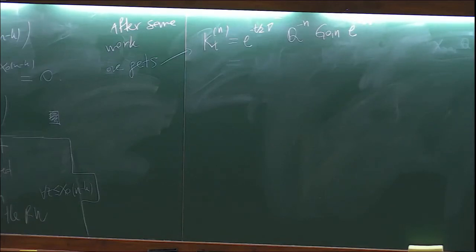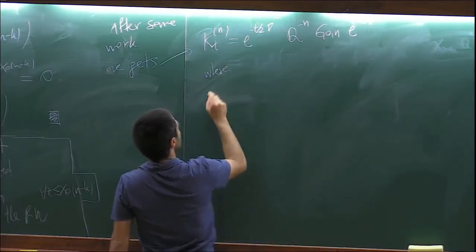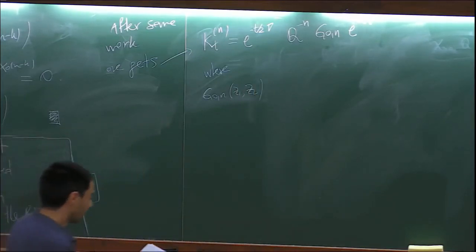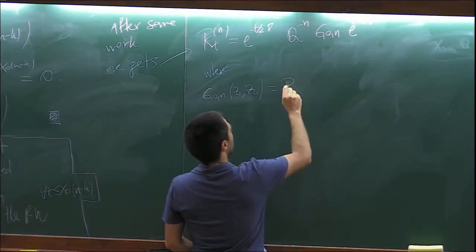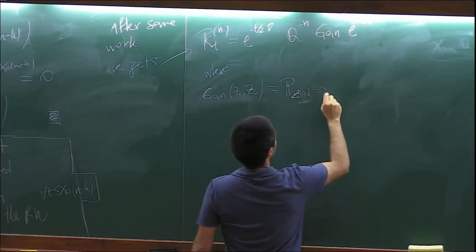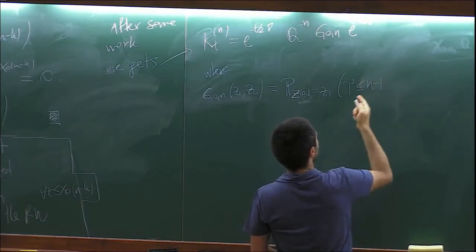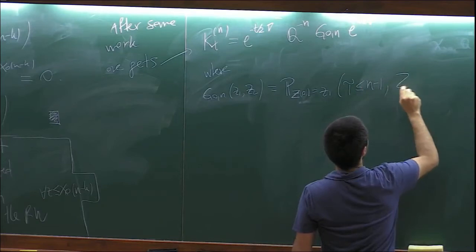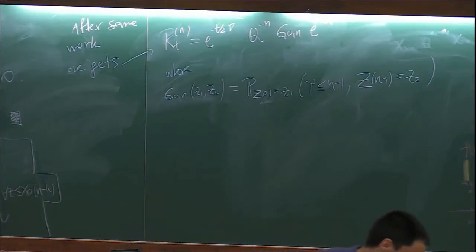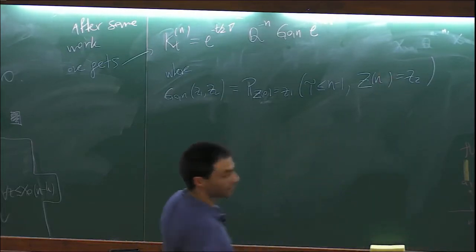I just rewrote it in a certain way, and I have to tell you who this is. G0 of Z1, Z2, that's the new operator, equals the probability for a certain random walk which starts at Z1 at time 0, and the probability that the following thing happens: first, that it hits the curve before time n minus 1, and second, that at time n minus 1, it ends up at Z2.